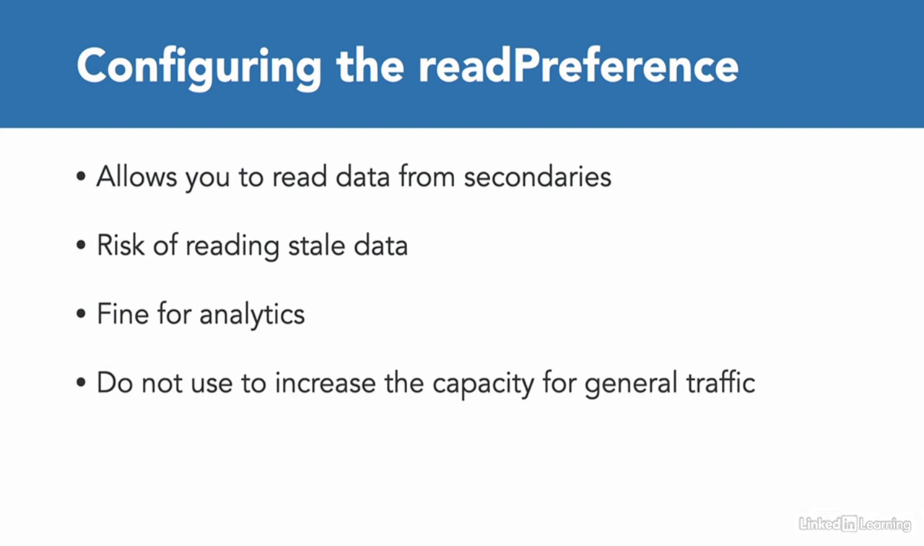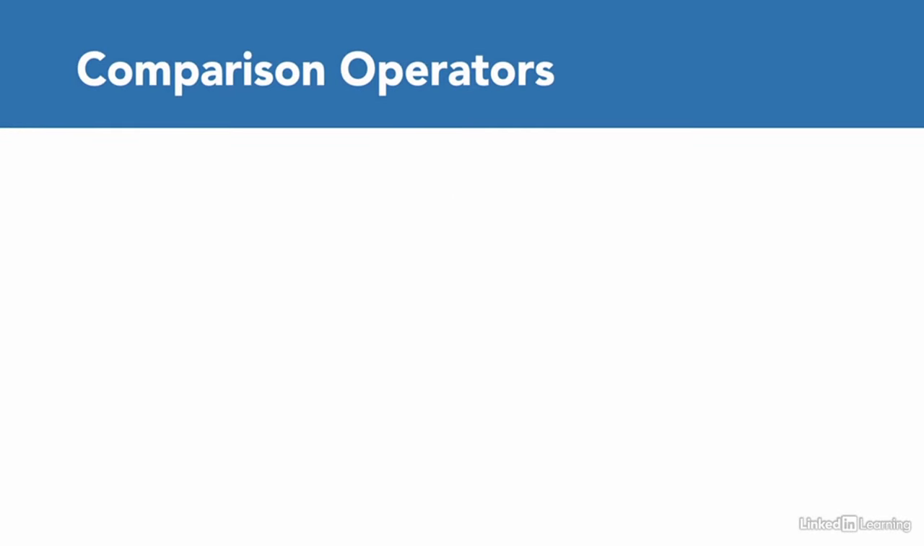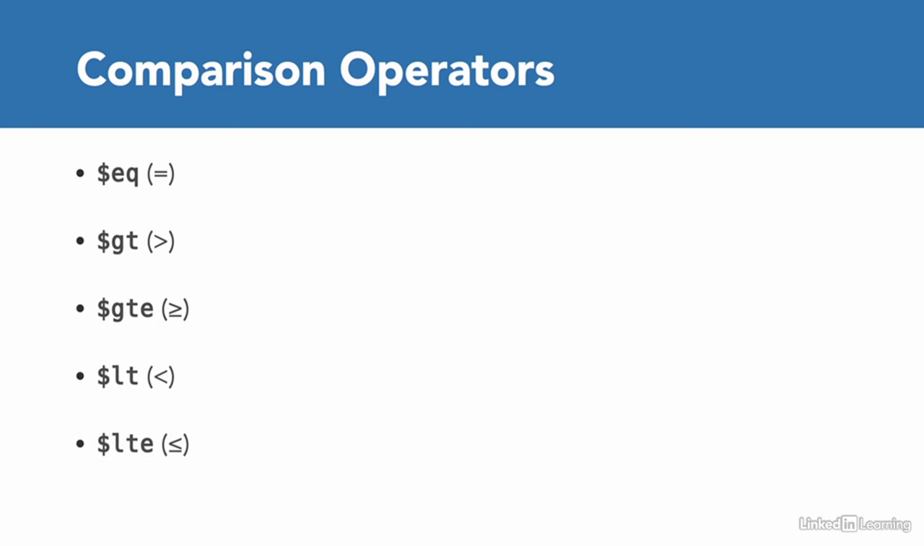Let's talk about using comparison operators. There are 8 comparison operators that you can use in MongoDB. The first 6 are the common ones you'd expect. $eq for equal, $gt for greater than, $gte for greater than or equal, $lt for less than, $lte for less than or equal, and $ne for not equal. Let's try these out on the terminal.